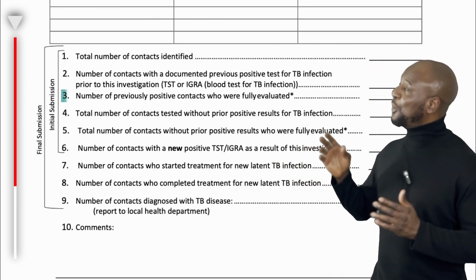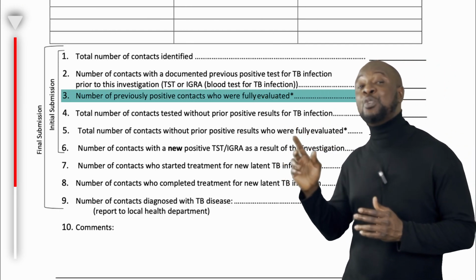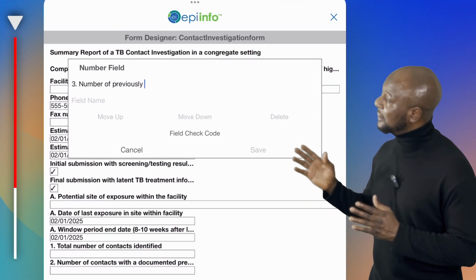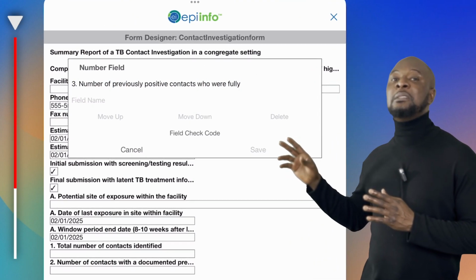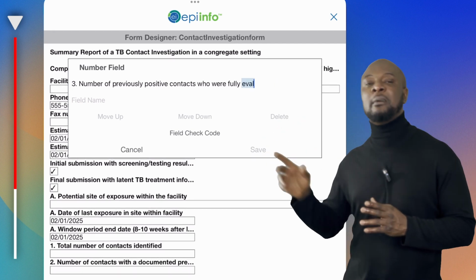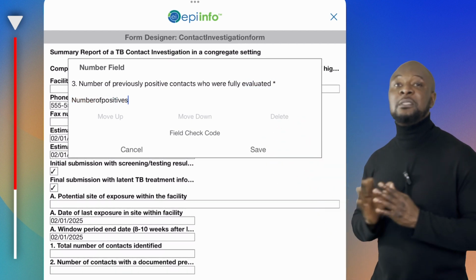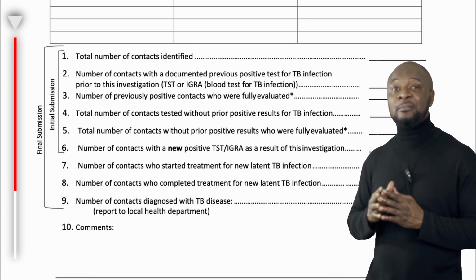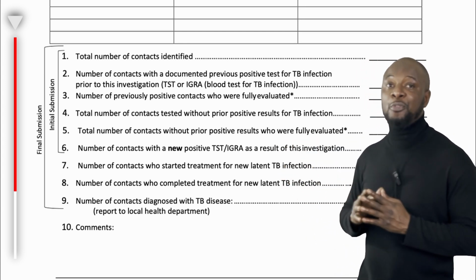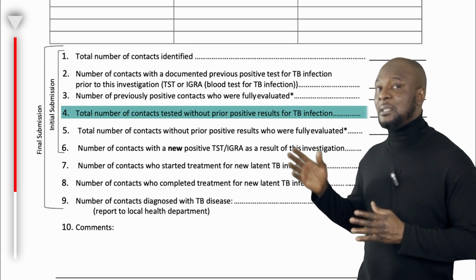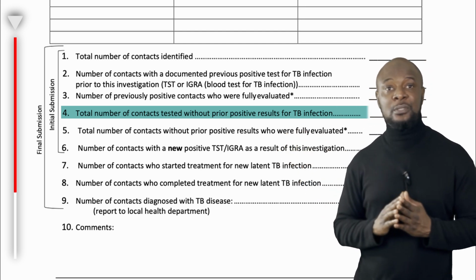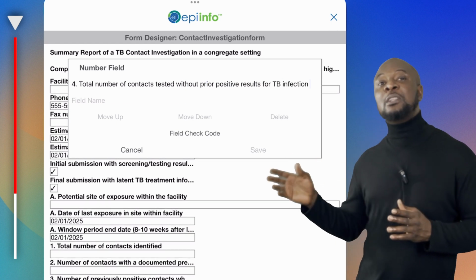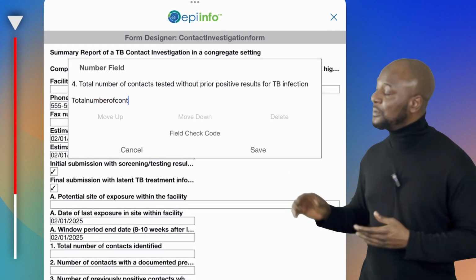Yes, number 3, number of previously positive contacts who were fully evaluated. This is also a number field. So number 3 in Epi Info, number of previously positive contacts who were fully evaluated. Let's call it number of positives without the space. Cool. And looking back at our original form, this is the same thing for number 4. Total number of contacts tested without prior positive results. Nice. So let's clean here, okay? And let's call it total number of contacts tested without the spaces.